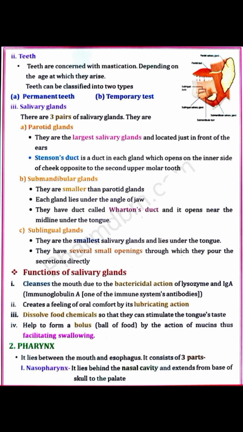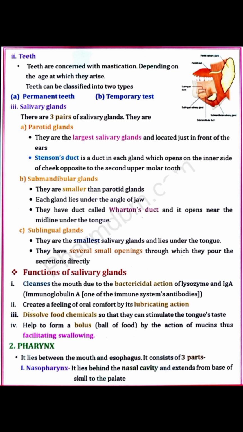Stenson's duct is a duct in each gland which opens on the inner side of the cheek opposite to the second upper molar tooth. Submandibular glands are smaller than the parotid glands. Each gland lies under the angle of jaw. They have a duct called Wharton duct and it opens near the midline under the tongue. C. Sublingual glands are the smallest salivary glands and lie under the tongue. They have several small openings through which they pour their secretion directly.